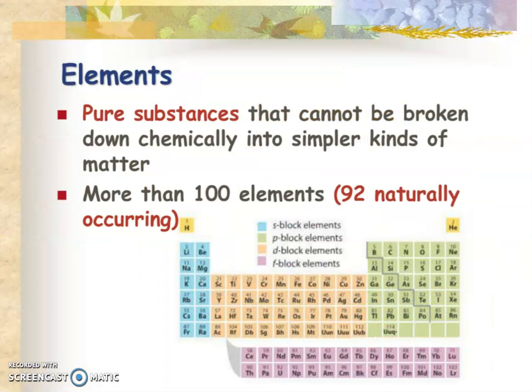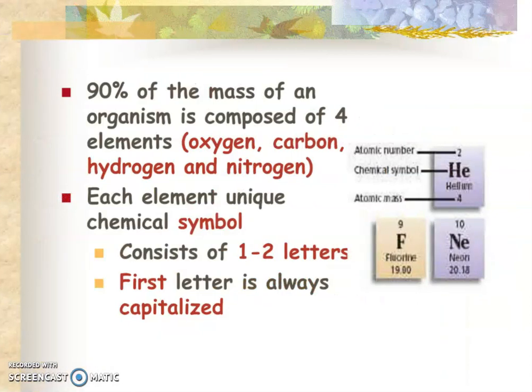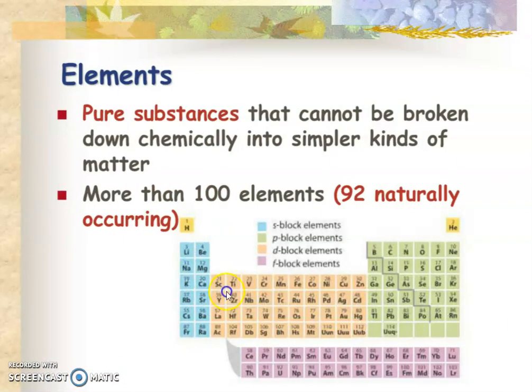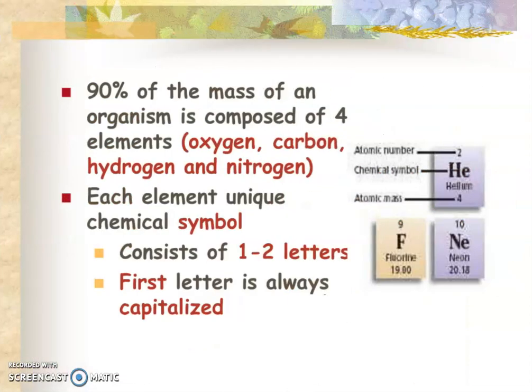Now, what are elements? Pure substances that cannot be broken down chemically into simpler kinds of matter. More than 100 elements, 92 naturally occurring elements, have already been discovered. So, you can see here the S block elements, P block elements, D block elements, and F block elements. You know, my friend, 90% of the mass of an organism is composed of 4 elements: oxygen, carbon, hydrogen, and nitrogen. Here, you can see this is the atomic number, this is the chemical symbol, this is the atomic mass.